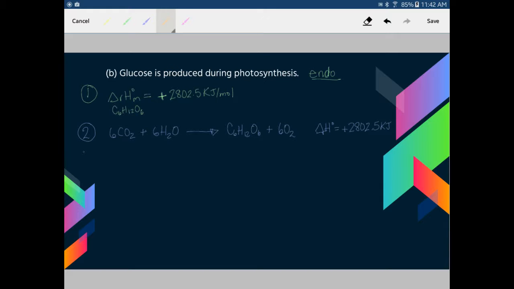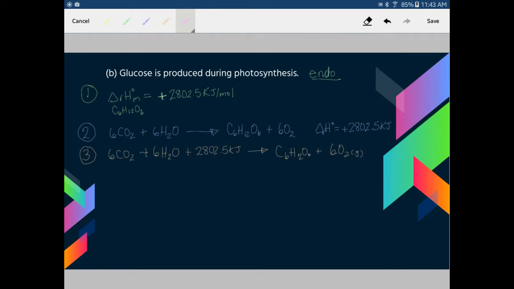Take a look at method number 3. Again, because this is endothermic, I'm going to include my energy as a reactant in this chemical reaction. So I'm going to add my 2802.5 kilojoules. Again, I don't need to notate the sign on this value because notating it as a reactant indicates it's a positive, giving me C6H12O6 and 6 oxygen gas.